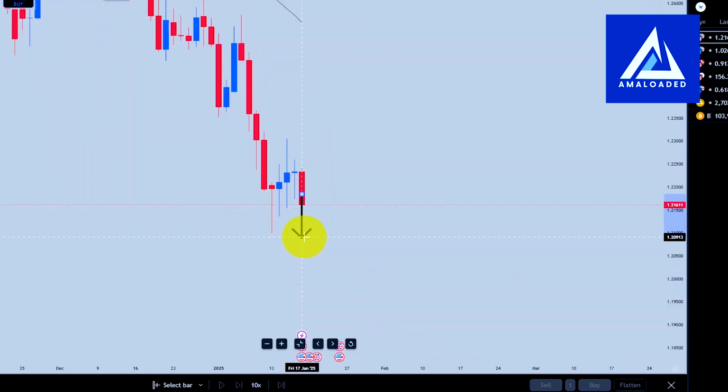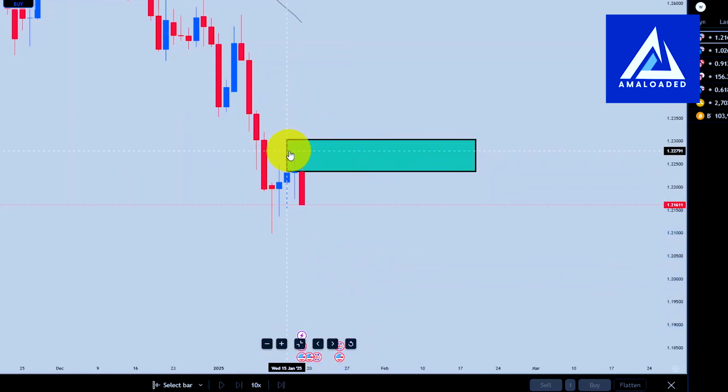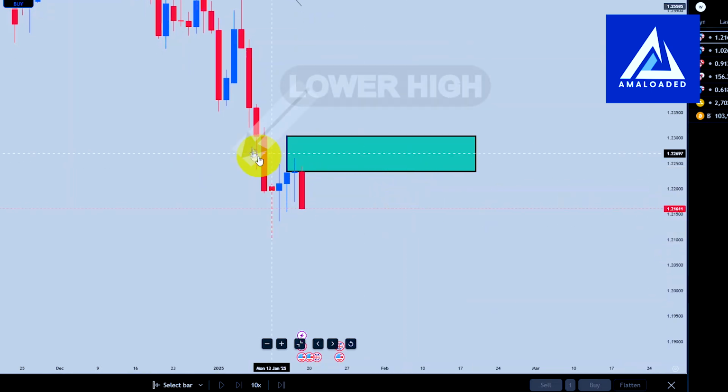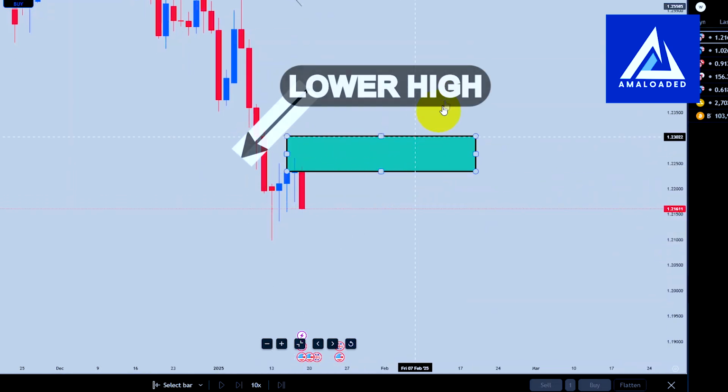What I am expecting the price action to do this week is to continue the structure of the bearish market, right? By forming lower high, lower low, lower high, lower low. And the last lower high here must be protected at all costs. Price action must protect this last lower high.